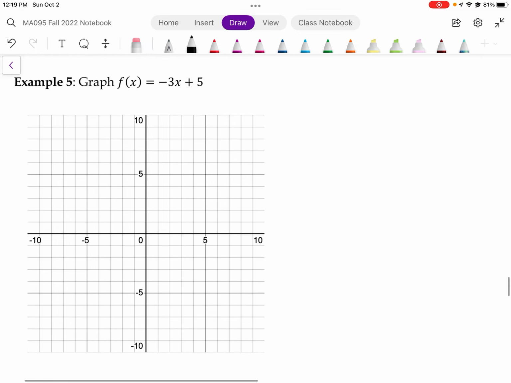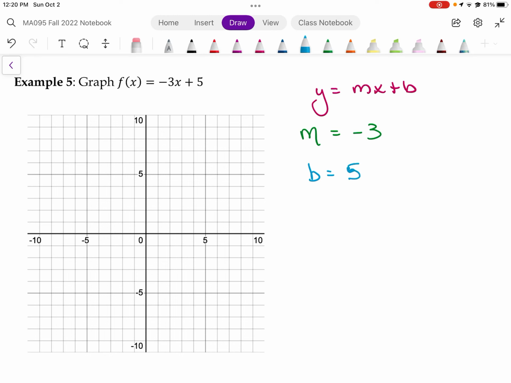Graph this one. Definitely pause the video on this one. I think I've covered all the negatives, so give this one a try and see what you can do with it. All right, we've got y equals mx plus b, where m equals and b equals, so hopefully you got that. M in this case is -3 and b is 5.